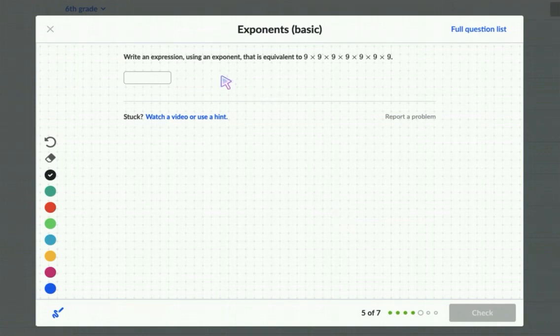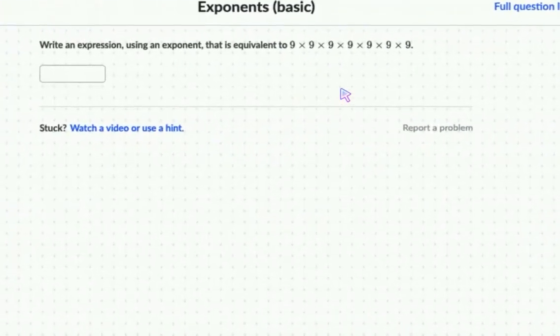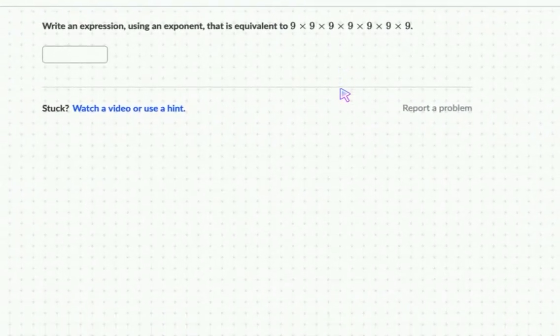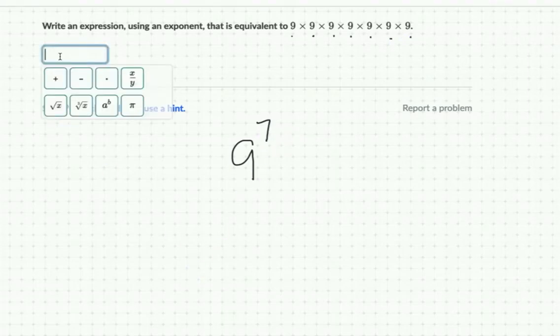They could also ask you to write an expression using an exponent. So they're giving you the expanded form, and you are giving the exponent form. Go ahead and pause the video and try this on your own first. All right, first thing I'm going to do is see that they're all 9s, so that has to be my base number. And then I'm going to count 1, 2, 3, 4, 5, 6, 7. There's 7 9s. So the answer should be 9 to the 7th power.